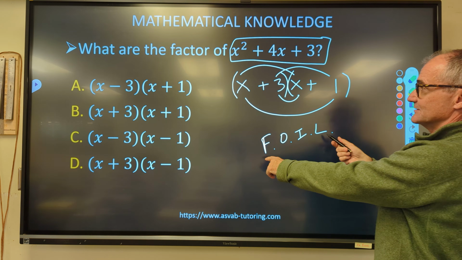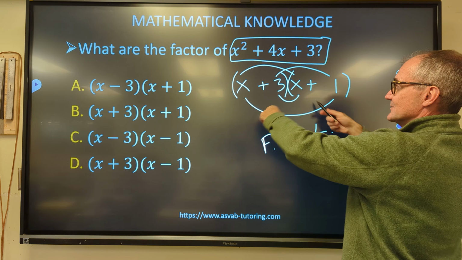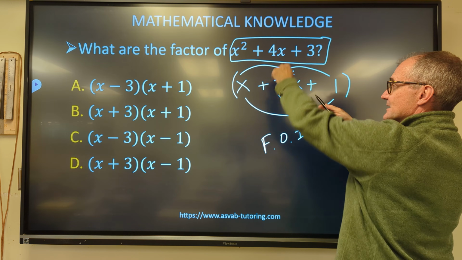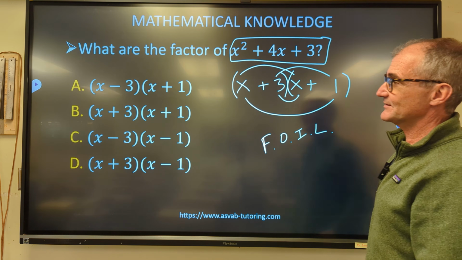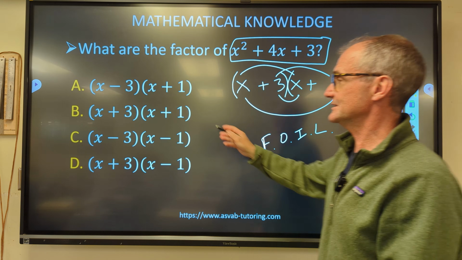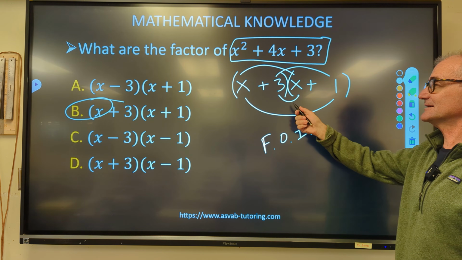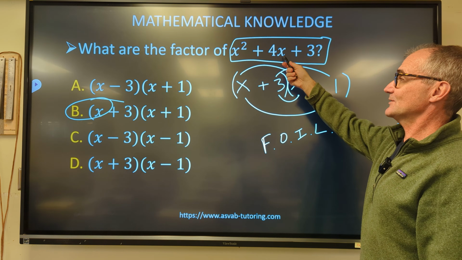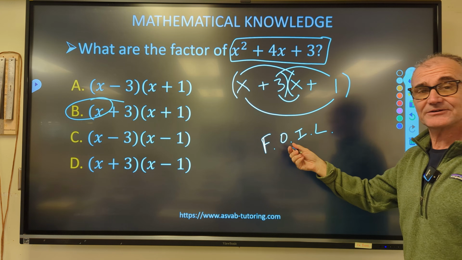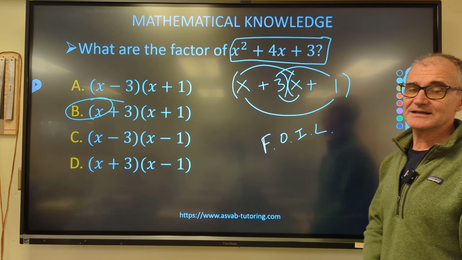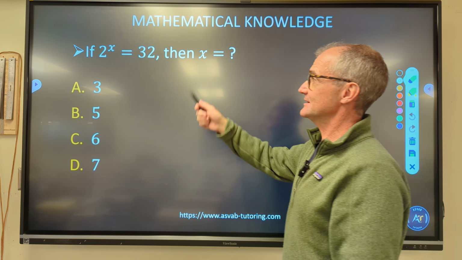Now I'm going to use that FOIL to check my work. X squared plus 1x plus 3x is 4x, plus 3 is 3, right? So there are my factors, x plus 3, x plus 1, answer B right there. We're going to talk more about this idea of factoring quadratics, or taking two quantities and multiplying them together with FOIL. That's a really big algebra idea. All right, next problem.